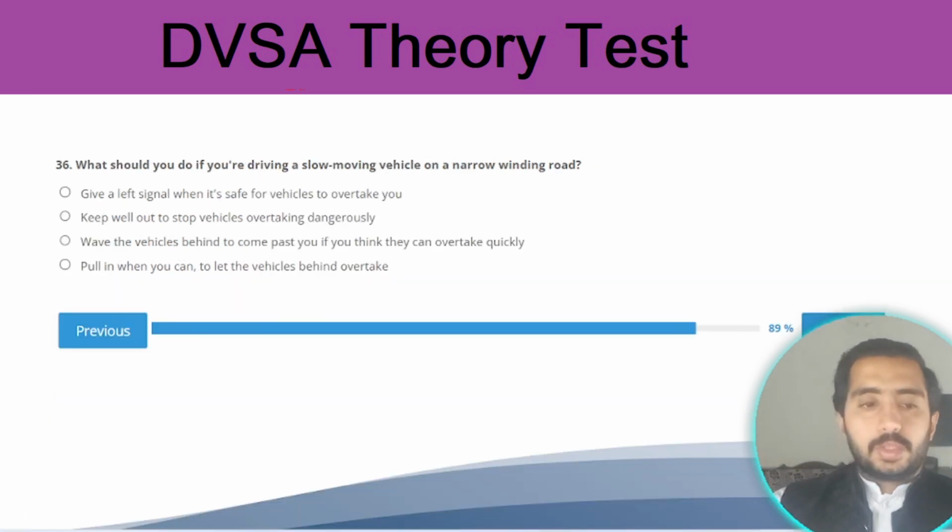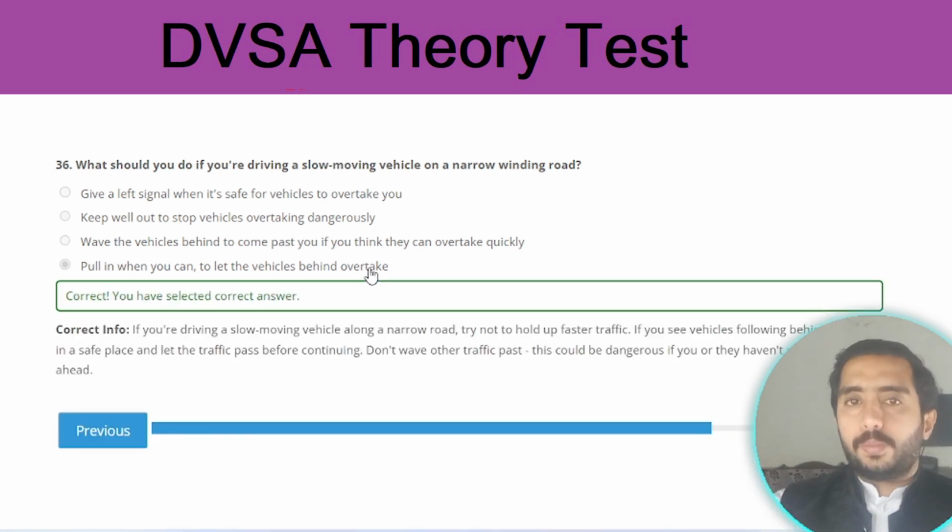Next one. Question number 36. What should you do if you're driving a slow moving vehicle on a narrow winding road? The correct option is pull in when you can, to let the vehicle behind overtake. Option D is the correct option.